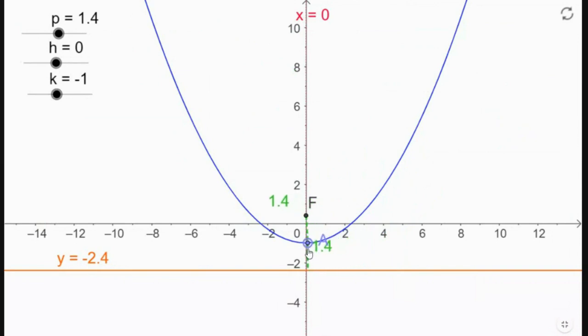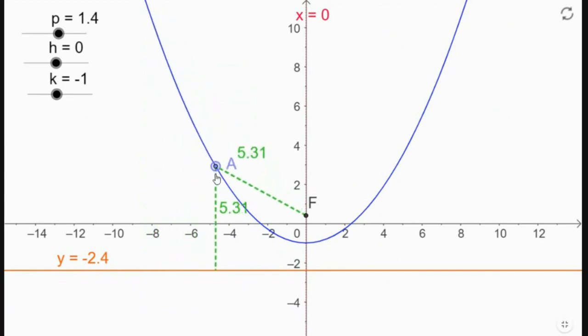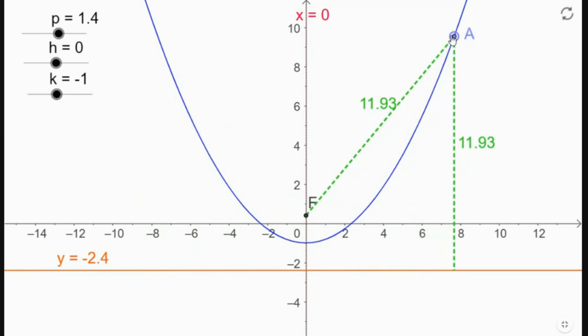And the vertex is exactly in the middle. See, it crosses the y-axis at negative 1. So the focus is 1.4 above the vertex, and the directrix line, at negative 2.4, is 1.4 below it. But every point, as you continue on, is the exact same distance away. So that's how a parabola is defined. There's actually logic to a parabola. We just know it's that shape created by a quadratic equation, but it is defined mathematically as the set of all points.